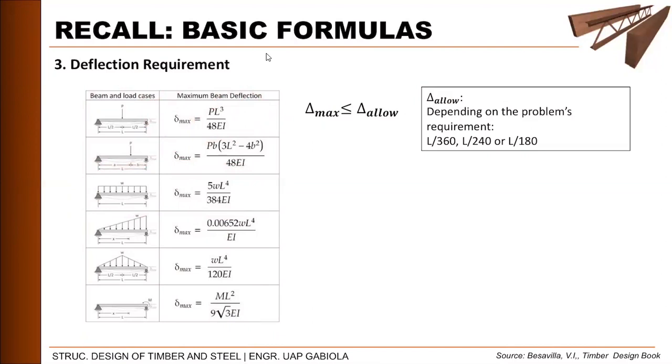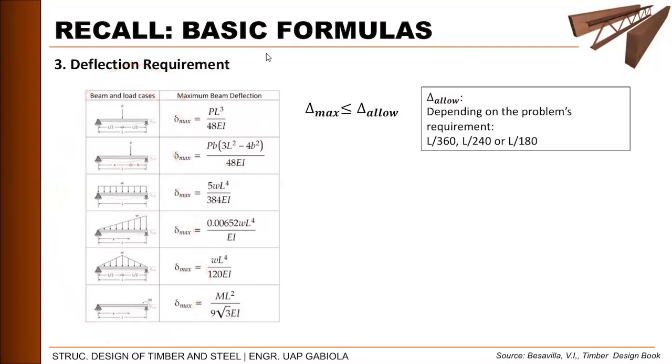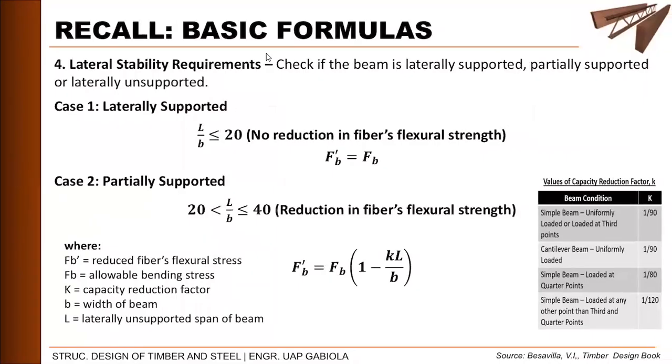If you have a different condition, or your beam does not satisfy any of these conditions, you need to calculate your maximum moment and maximum shear using the methods that we have discussed from your previous semester, which is using structural theory methods or using your shear and moment diagram to calculate the maximum shear and maximum moment in the beam. And then the last requirement is the lateral stability requirement.